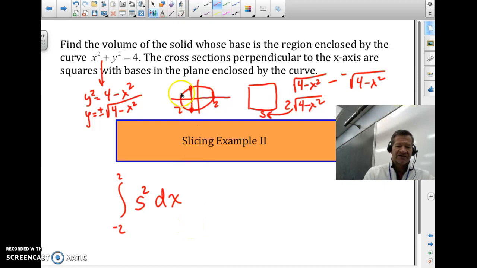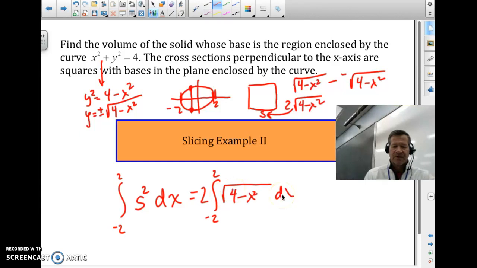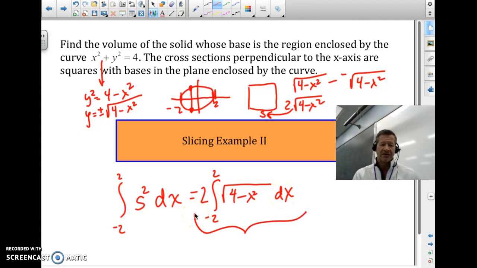So I'm going from an x value of -2 over to an x value of +2. And how long is the side? Well, the side is 2 times the square root of 4 minus x squared. So I'll put the 2 as a constant out front, and then square root of 4 minus x squared dx. And we would simply use our calculator again, fnInt, and we'll be able to find that volume.